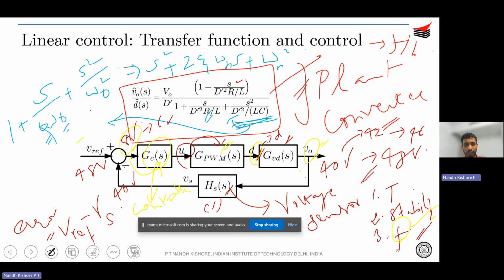It depends on a lot of stuff. Okay, but anyway, understand that you have a plant over here, that is GVD of S, we call it, because it's a transfer function between V naught and D. So you call it GVD. Okay, so you have the GVD over here, and for that you design GC. It's a separate design process, but of course that's for another course.